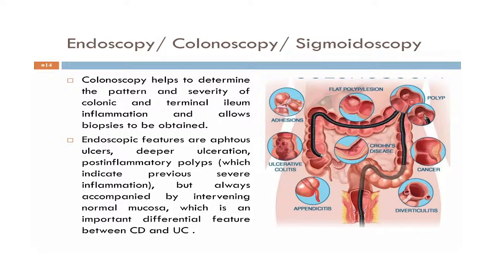Now, how do colonoscopy and endoscopy help us in the diagnosis? Colonoscopy helps to determine the pattern and severity of the colonic and terminal ileum inflammation and allows biopsies to be obtained. Basically, colonoscopy helps us to visualize up to the ileocolic junction so that we can determine the site of the disease, and accordingly differentiate whether it is Crohn's or ulcerative colitis. Then we have endoscopic features such as aphthous ulcers, deeper ulcerations, and post-inflammatory polyps which indicate previous inflammation, but always accompanied by intervening normal mucosa, which is an important differential feature between Crohn's disease and ulcerative colitis.